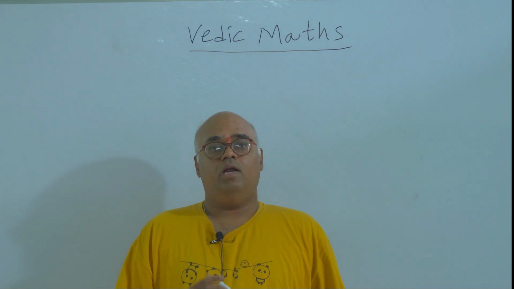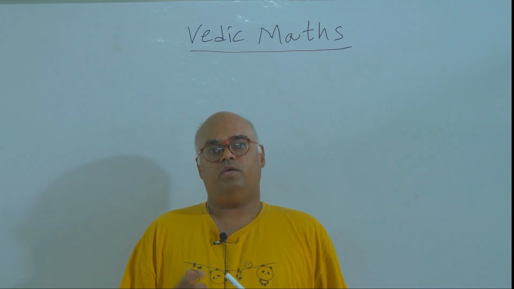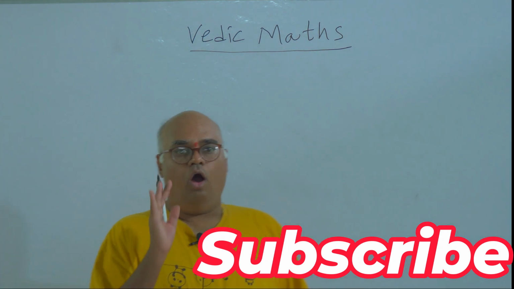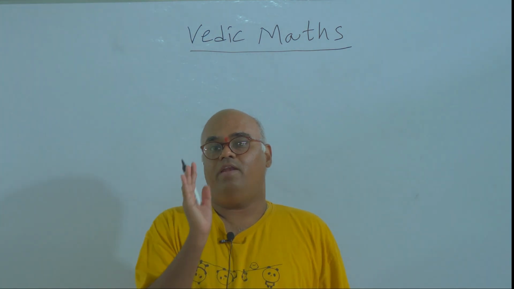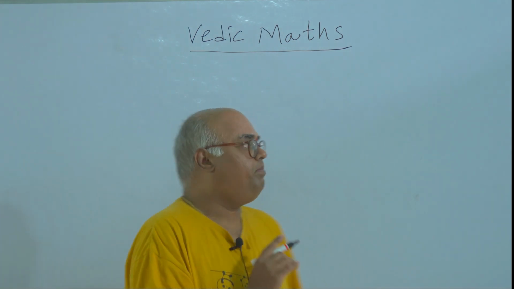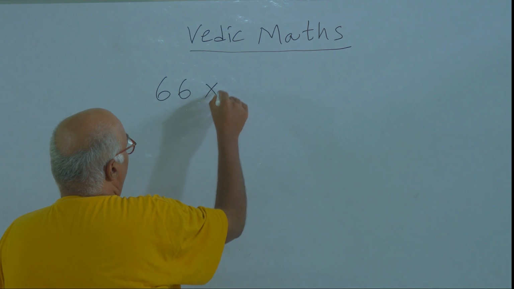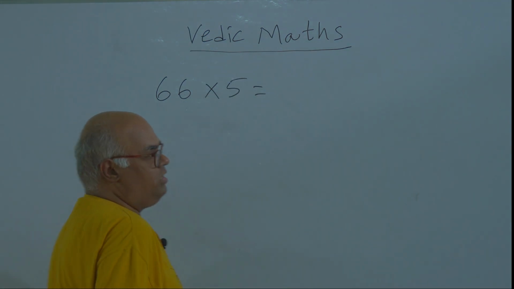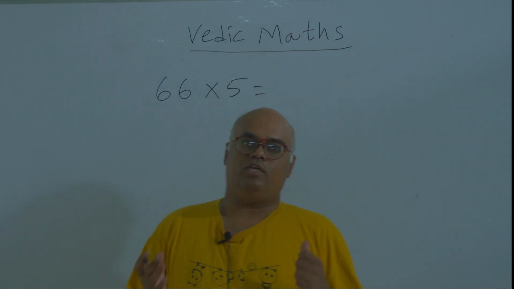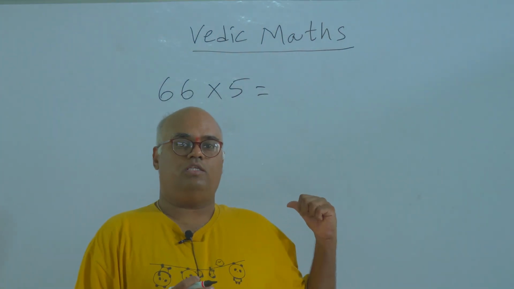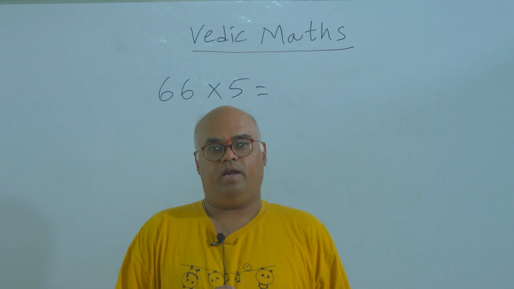which you can do multiplication very quickly without using pen and paper. So today first I will show you how to multiply an even number with 5. For example, I will take a simple even number, say 66 into 5. I want to multiply 66 with 5. So if you use the traditional method of multiplication, it will take a lot of time. So how to solve this multiplication by using a Vedic method?